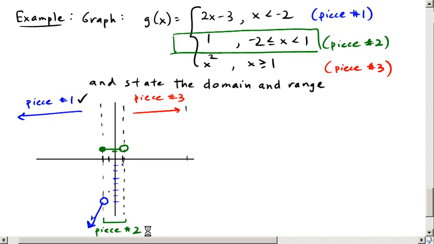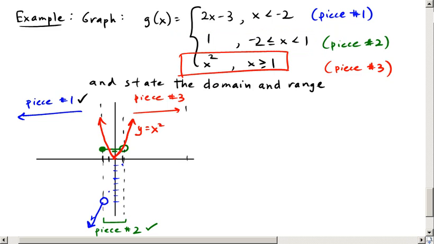Finally, we're going to graph the third piece, y equals x squared. This is what it looks like regardless of what zone it belongs in, but it should be only greater than or equal to 1, which means 1 is included. So look what happens right here. The line is passing through that open circle, so this circle is going to get filled in, and then it's going to continue this direction, but everything else needs to get erased.